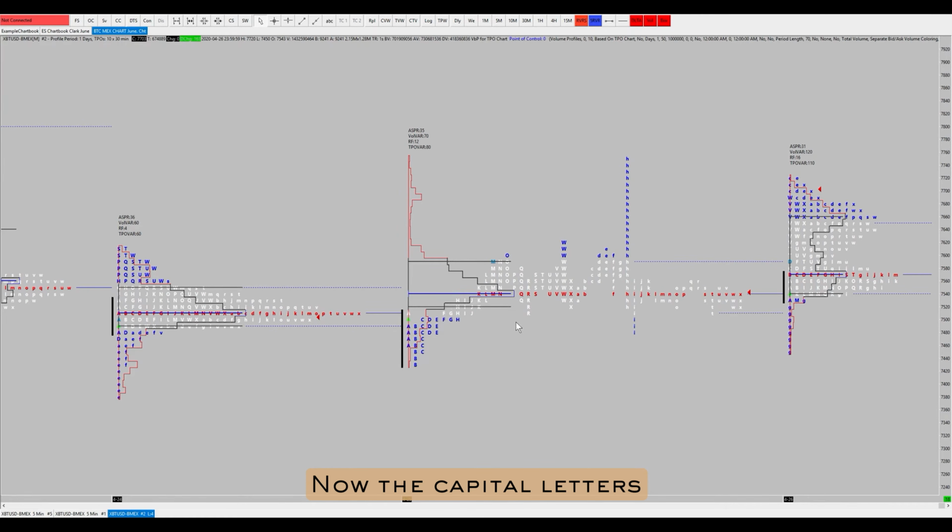Now, the capital letters are going to represent the first 12 hours of the day. The lowercase letters, in this case, are representing the last 12 hours of the day. So we're looking at a 24-hour session. Crypto is a 24-hour market, and that is why we only go up to X period for the first 12 hours, and again, X period for the latter 12 hours.